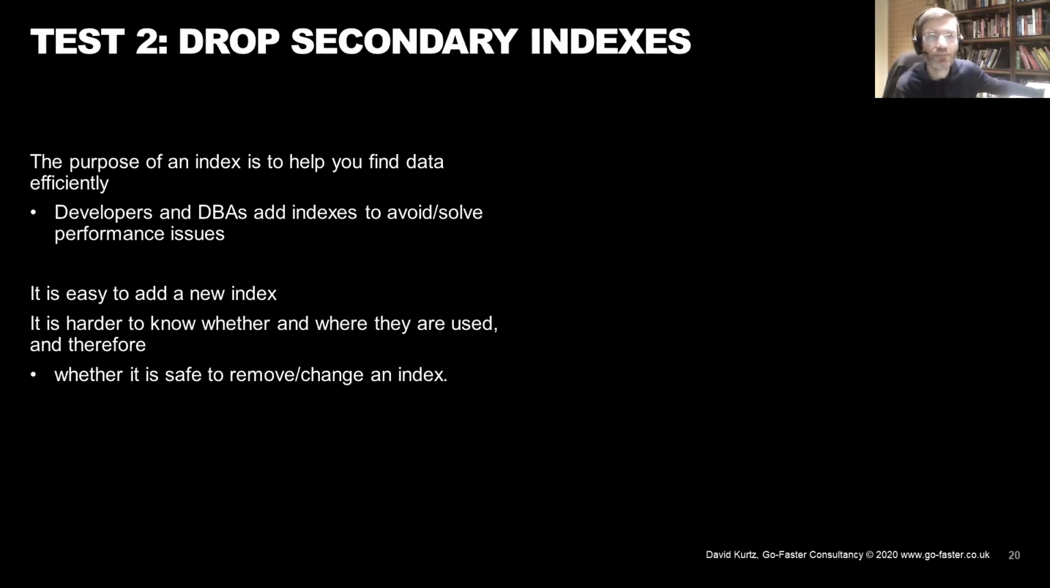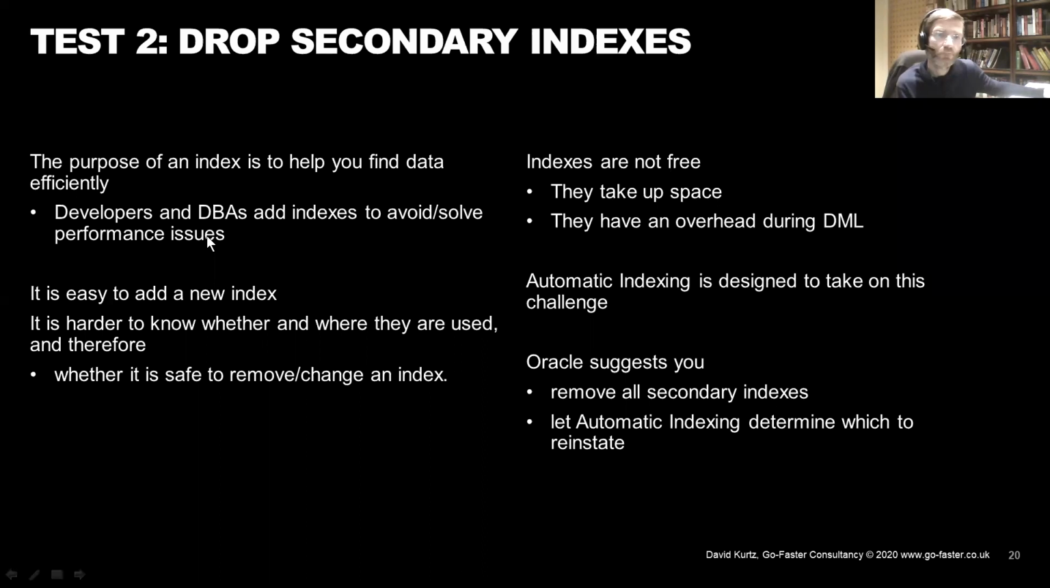Automatic indexing aims to take on this challenge, but of course indexes are not free. They take up space. They take up time and effort to maintain them during DML. What Oracle suggests you do when you start automatic indexing is that you remove all of your secondary indexes, anything not involved in a constraint, and then you let automatic indexing determine which indexes to create on the data model. That's quite a courageous thing to do, I think.